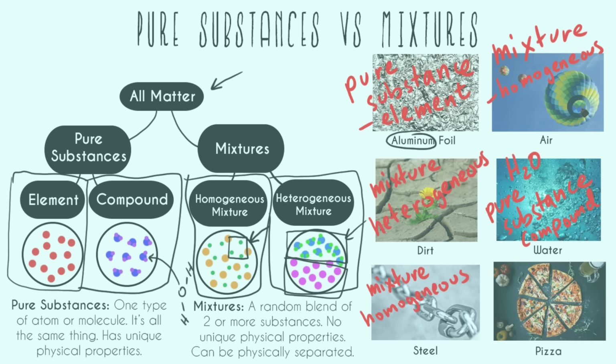And last, we have pizza. And so this one is pretty clear, right? It's definitely not an element. That'd be cool though. It's not a compound. It's definitely a mixture. And it's going to be heterogeneous, right? We can clearly see that different spots exist. It's not all the same consistency. All right, I hope this video cleared up the differences between pure substances and mixtures for you.